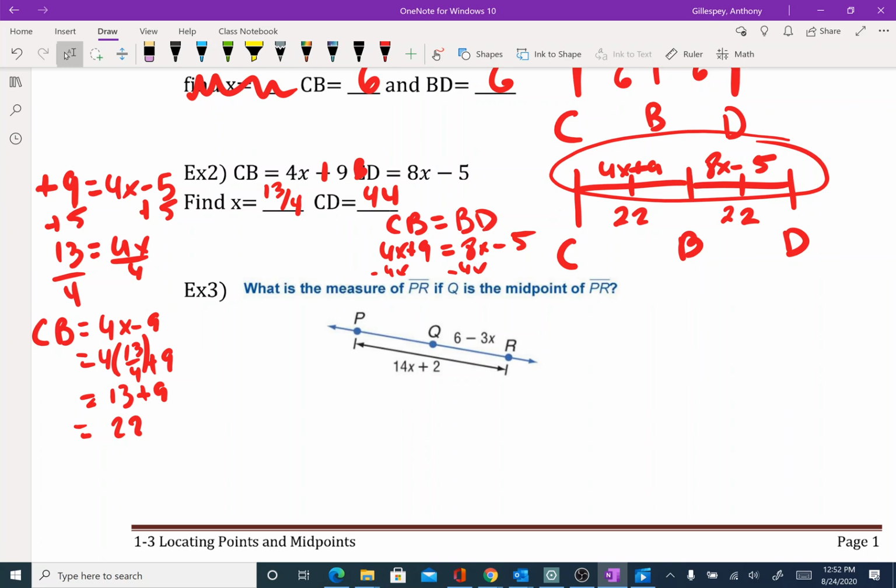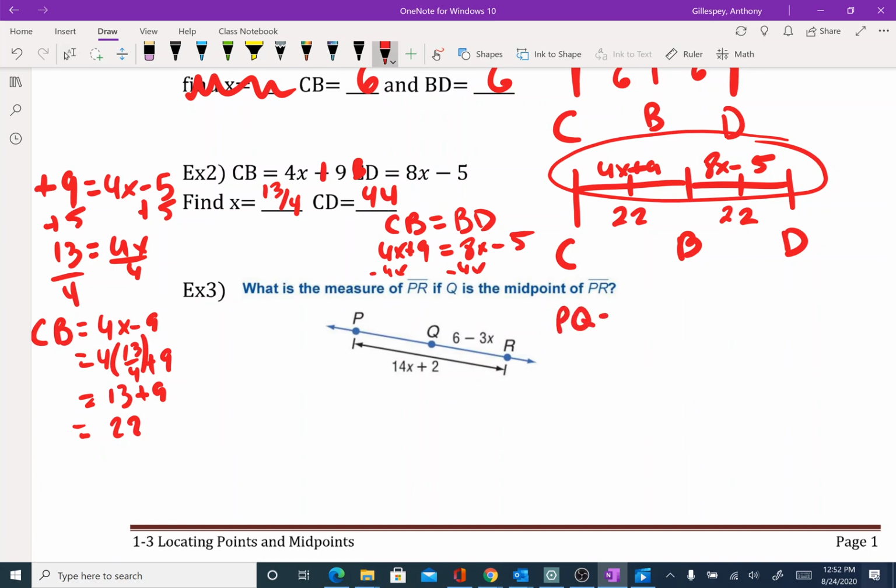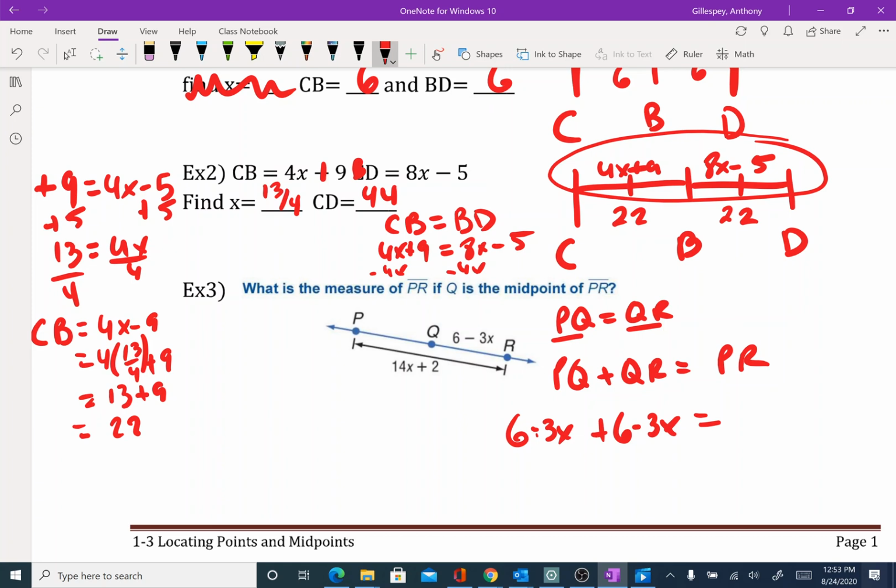What is the measure of PR if Q is the midpoint of PR? Well, what do I know? Since it's a midpoint, I know that PQ is equal to QR, and I know that PQ plus QR must equal PR. I don't know what PQ is, but I know what QR is. It's 6 minus 3x, which makes PQ 6 minus 3x. And we know what PR is. It's the whole line, so it's 14x plus 2.